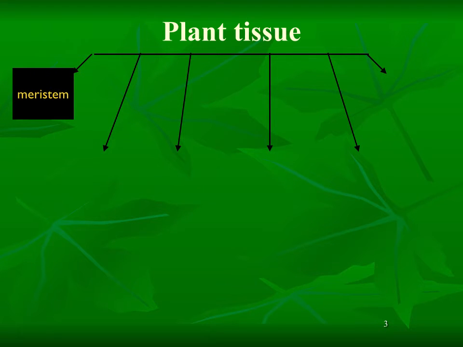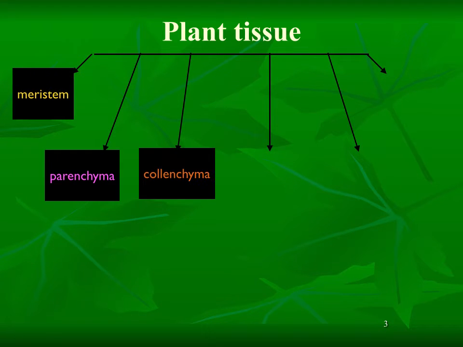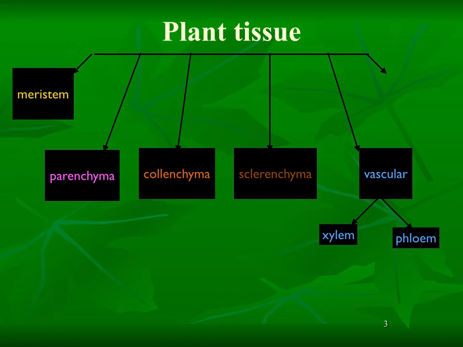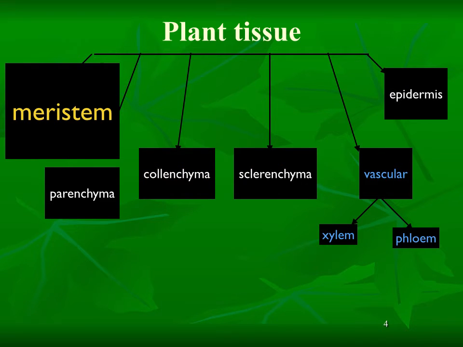You've got your meristem, parenchyma, collenchyma, sclerenchyma, your vascular tissue, which is your xylem and phloem, and then your epidermis. So we're going to have a look at meristem first.